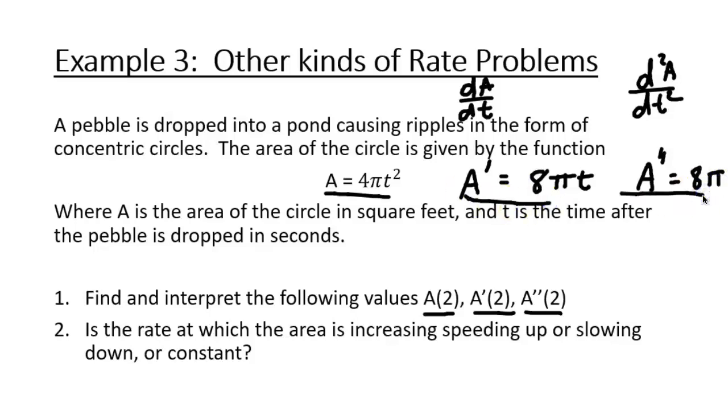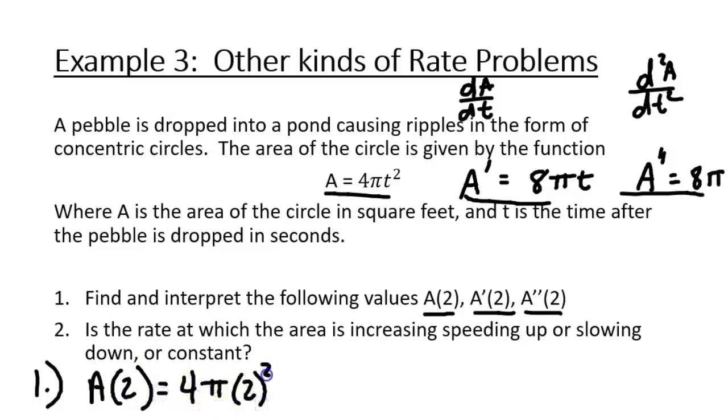So let's go ahead and plug in our 2 then. Still answering number 1. A of 2 is 4 times pi times 2 squared, and that's 16 pi. And that's going to be in square feet, and the way you write that is just feet squared like that. Okay, so that's the answer to A. Anytime you're measuring area, area is in square feet, just so you know.